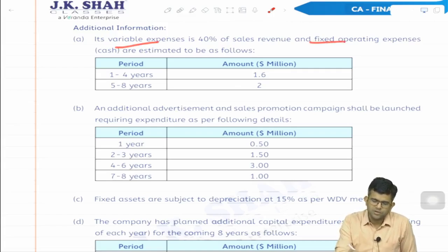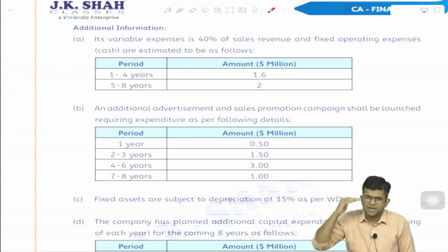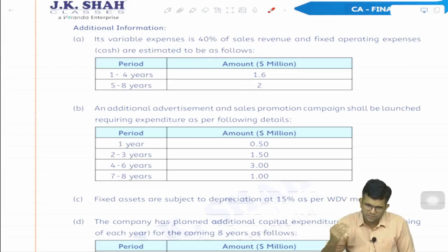Variable cost, fixed cost, advertisement costs are like cash expenses. Can I say by subtracting cash expenses we get NPBDT, like that? You remember, net profit before depreciation and tax, and then depreciation. But anyways, we will not go that route. We will say sales minus VC minus FC minus advertisement minus depreciation will give EBIT.